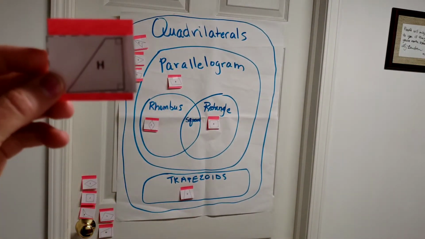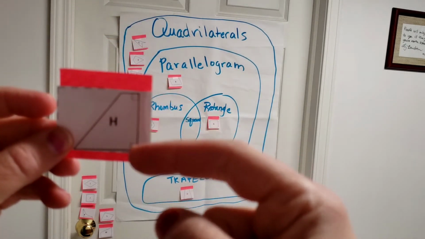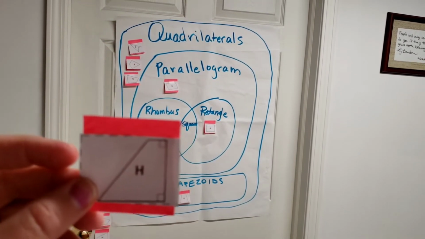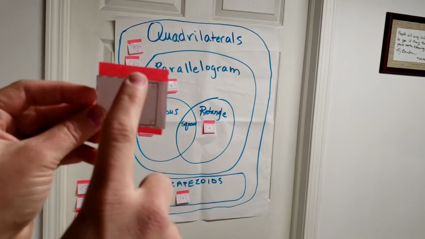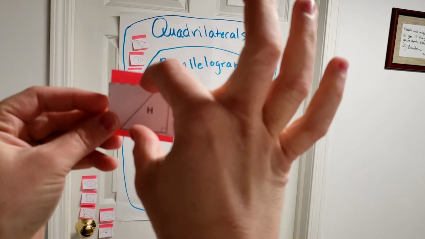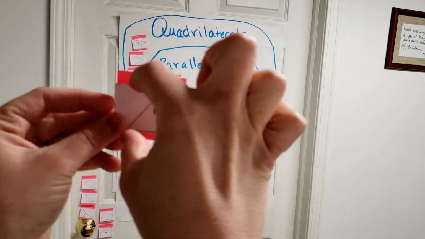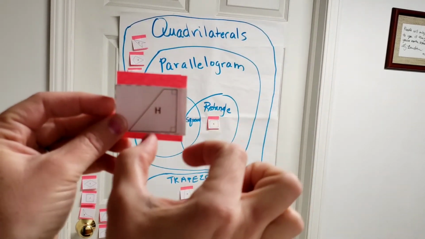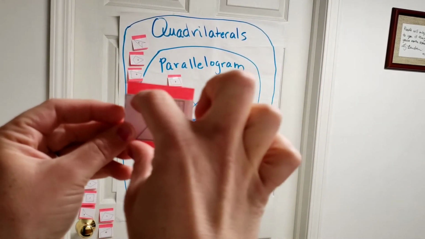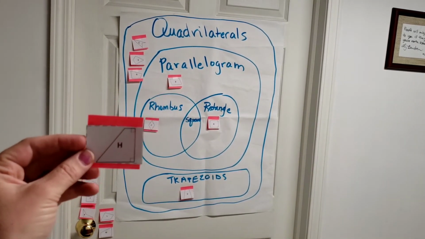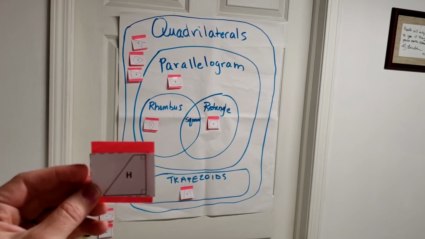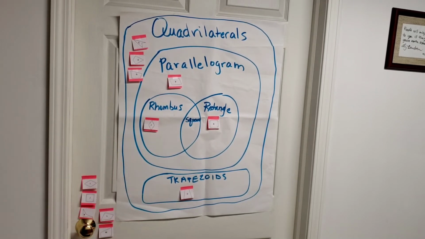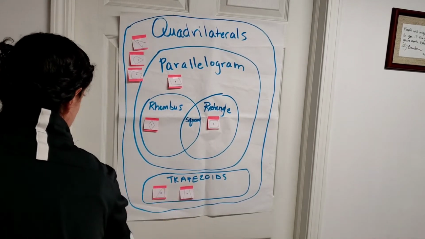H. H has 2 right angles. H has this side is opposite to this side, and those guys are parallel, okay? They will never cross. These will, so we only have one pair of parallel sides. When you have a quadrilateral with just one pair of parallel sides, what is it? Yell it out. H is a trapezoid.